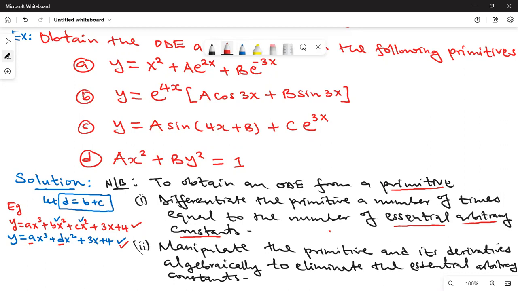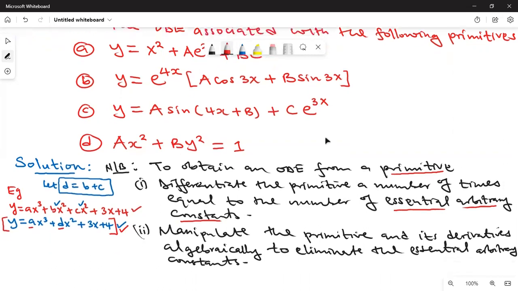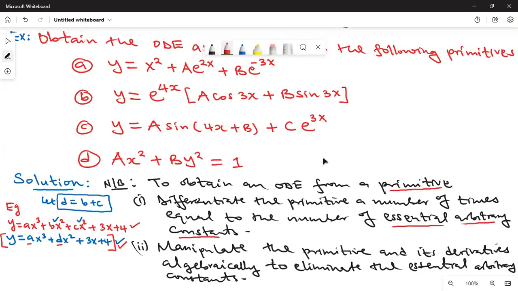Now, what about a primitive? A primitive simply means it is a function that you cannot simplify further and contains essential arbitrary constants. So in other words, it is a function which involves essential arbitrary constants. So like the function I've written in blue, that is what you're calling a primitive. Because you see, the essential arbitrary constants are a and d. So the whole of that function is called a primitive. So having explained those three terms, let's now see how to form ODEs from the given primitives.